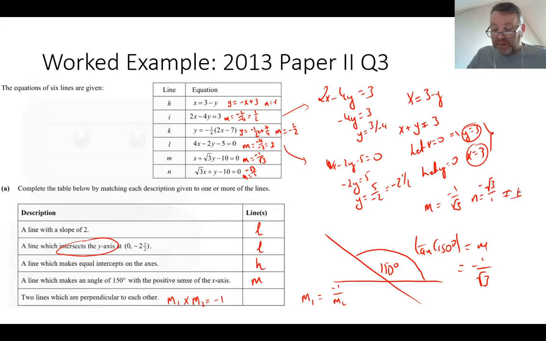Okay, what about 2 times, there's a slope there, what about 2 times minus a half? What's 2 times minus a half? 2 times minus a half is minus 1. Bingo! When you multiply two slopes and get minus 1, you've got a pair of perpendicular lines. So therefore 2 times minus a half, they are perpendicular. So that will give me k and l. So that's just bringing it all together in terms of what we did from the first part of this lecture.